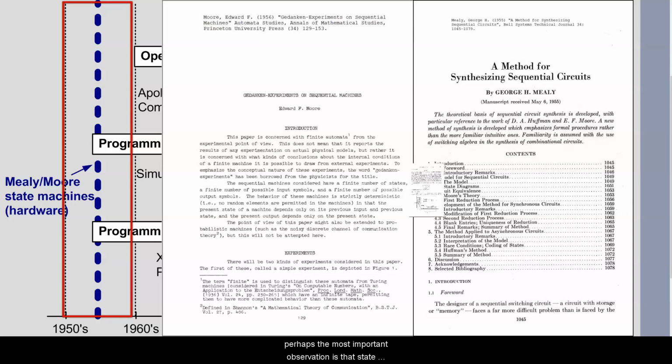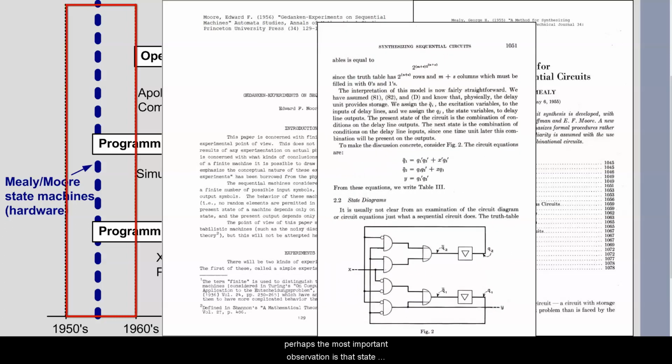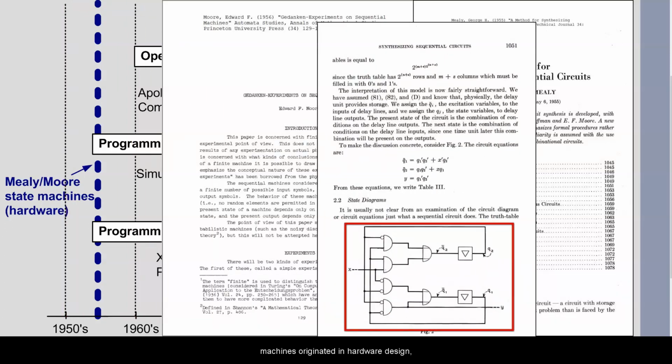So, first off, perhaps the most important observation is that state machines originated in hardware design, as software was really in its infancy at the time. It turns out that this deeply influenced state machines, so that even to this day, state machines used in software carry a lot of the baggage from their hardware origins. I will provide some examples of this later in this lesson.